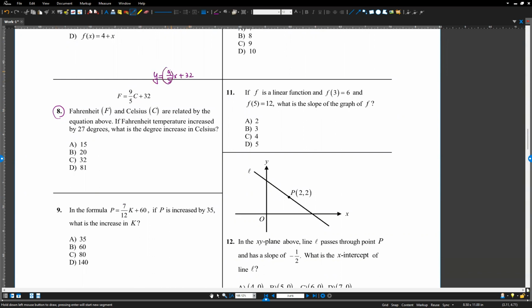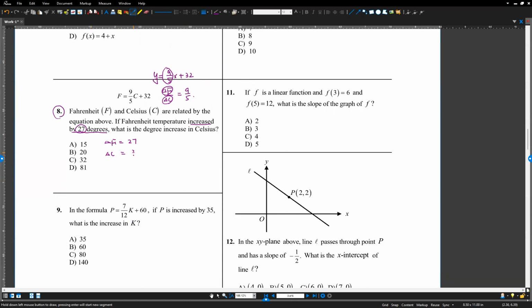This is a slope. What does that mean? Change in F over change in C, that is a slope, 9/5. That is a change in F. Okay. But Fahrenheit increased by 27. Change is what? Plus 27. Fahrenheit, this one, change in F equals 27. But we're going to find how much the change in Celsius is.